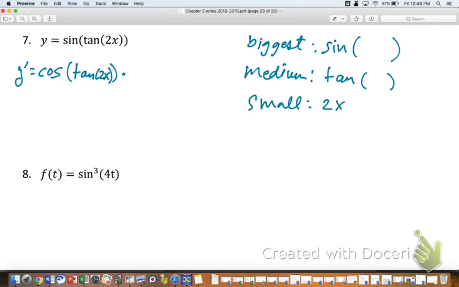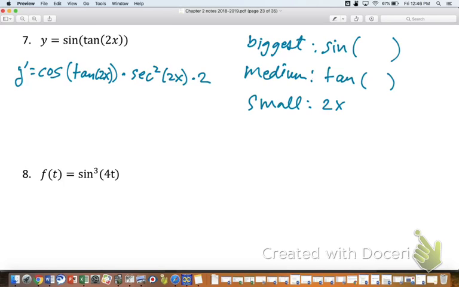Secant squared. Secant squared of 2x in this case. It would be secant squared of 2x. And finally we get to the little tiny box. Derivative of that is 2. So it would be times 2 on the end. Does that make sense? Good deal. Questions?